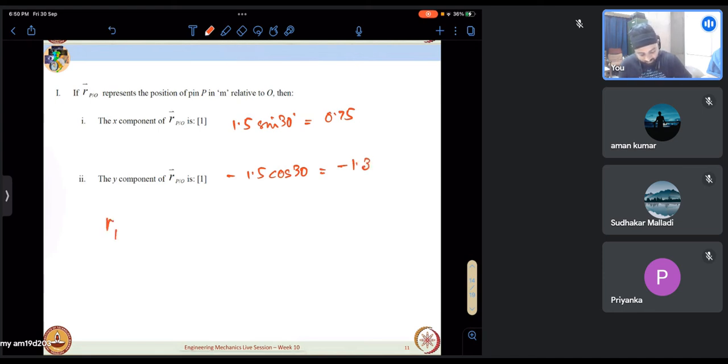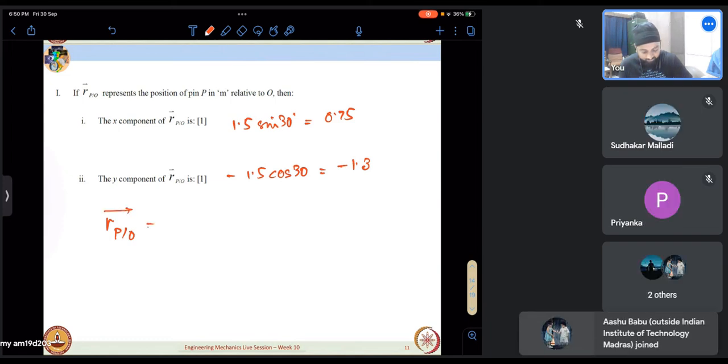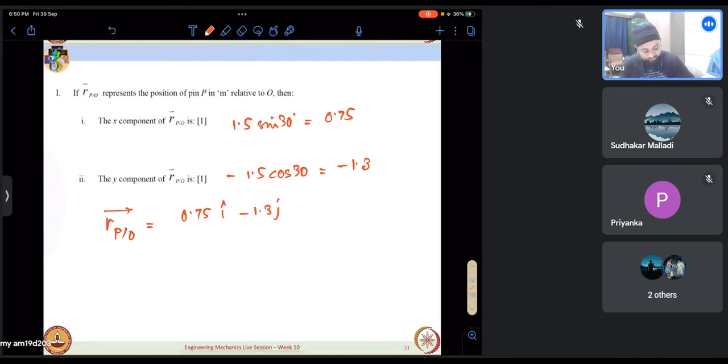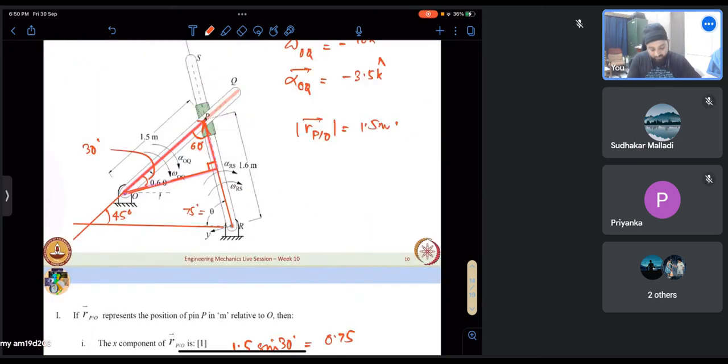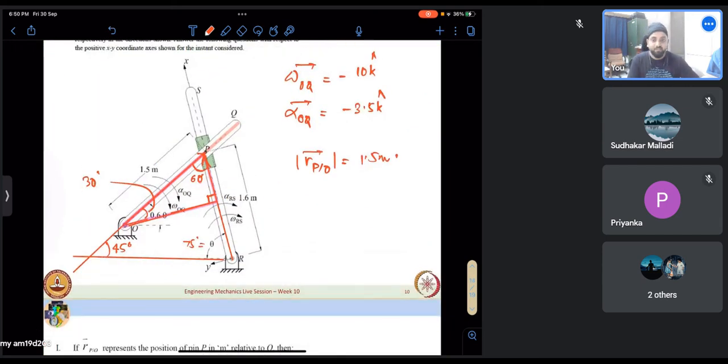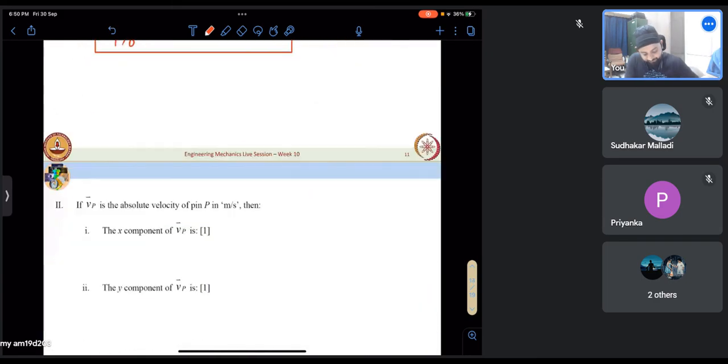So R in the xy coordinate is 0.75 I minus 1.3 J. This is relative to the coordinate system that is attached to the link RS as given. Okay, so far so good.